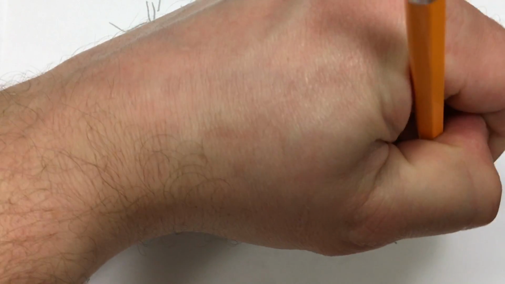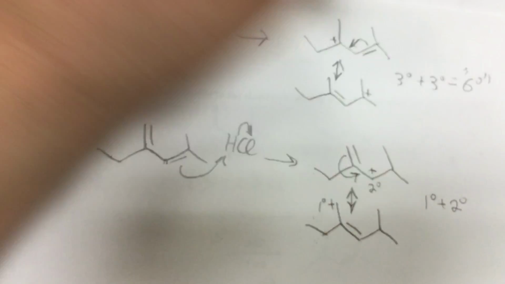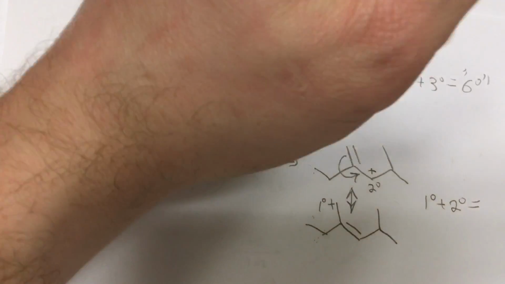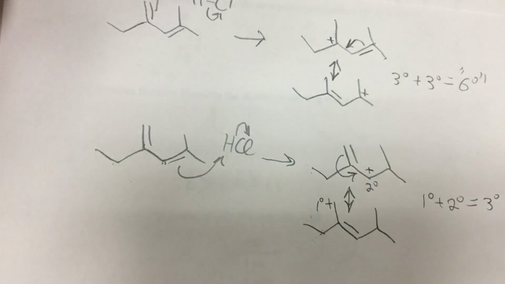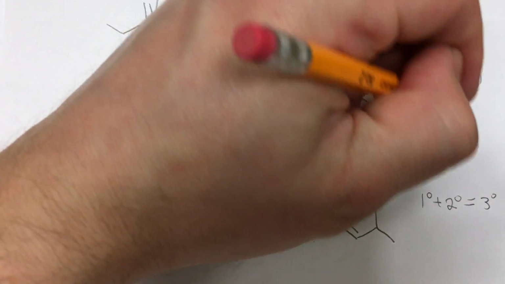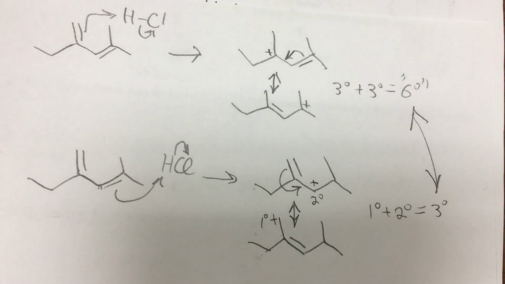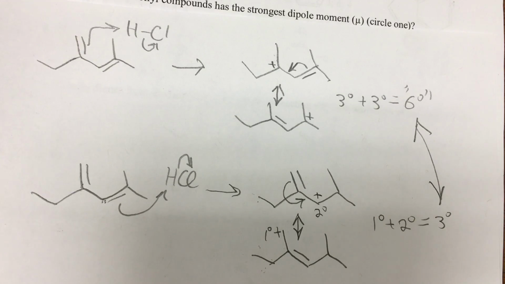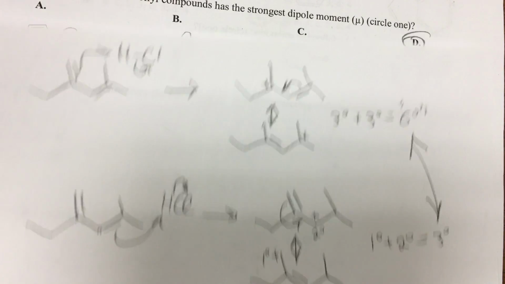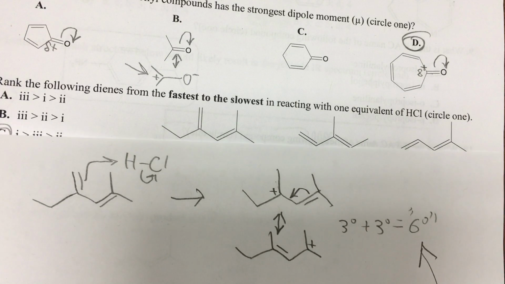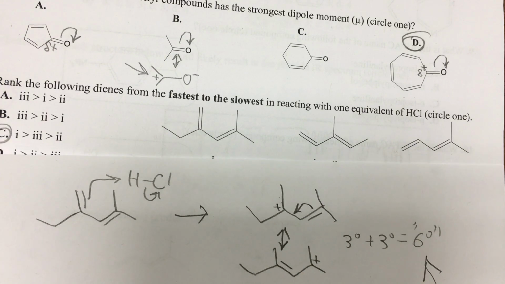So again, if we add this up, primary plus the secondary is a tertiary. So you can see, comparing these two right here, the top one is the most stable carbocation. And we do the same thing for the other 2 here. Let me draw those out.